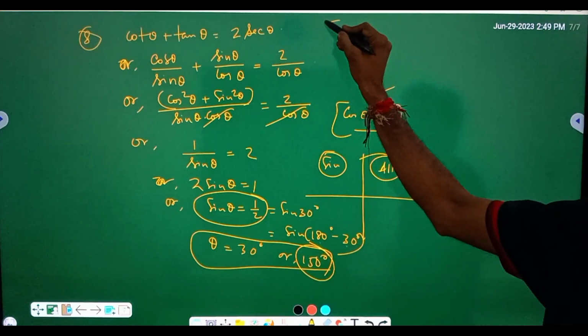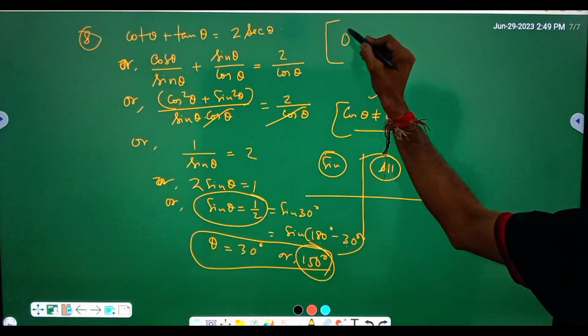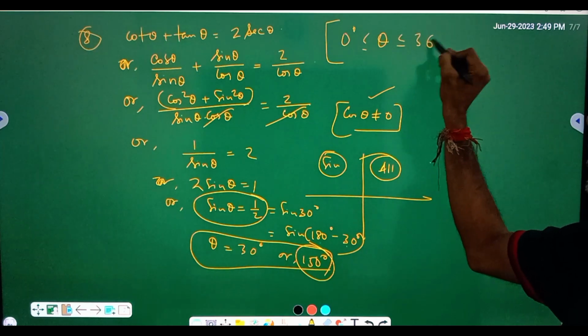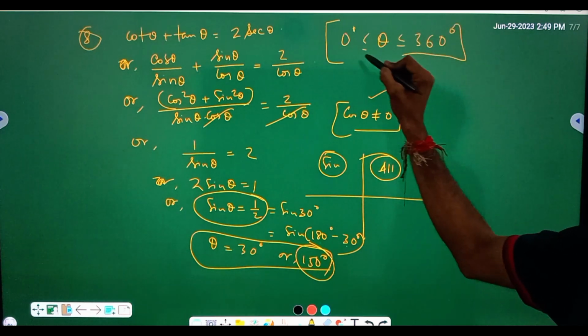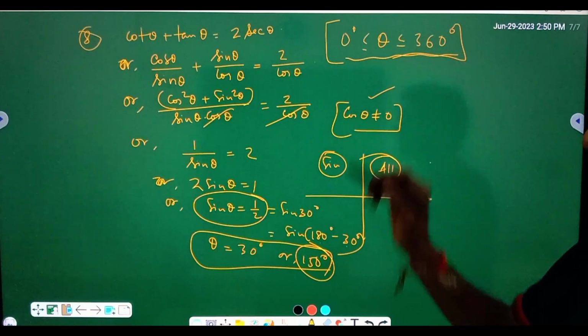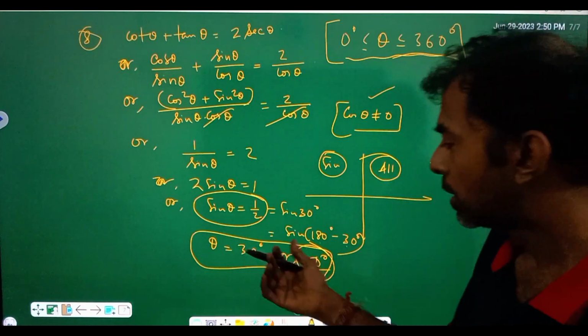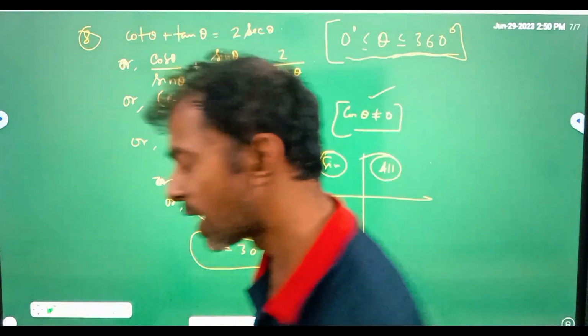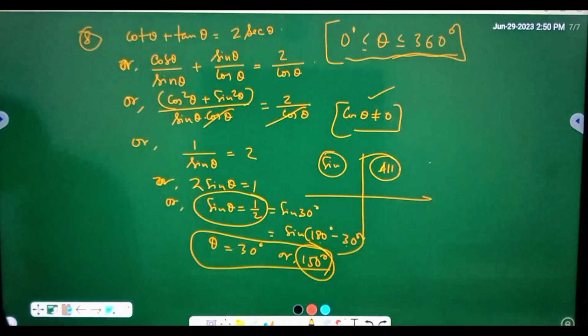And the condition that was given is 0 degrees less than or equal to theta less than or equal to 360 degrees. As per that condition, our specific solution will be 30 degrees and 150 degrees. So that's our 8th problem. Then the next problem, the 9th problem.